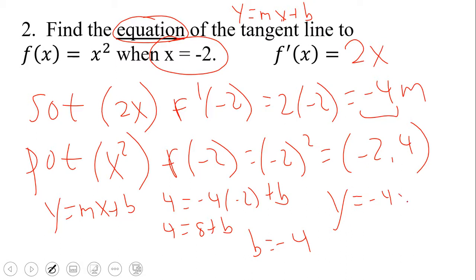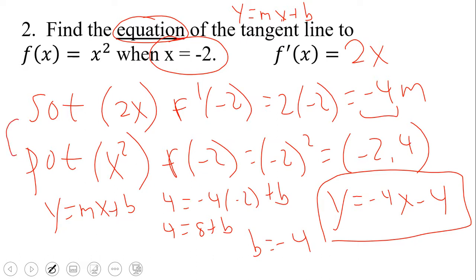mx plus b. Sorry, there were an awful lot of 2s and 4s in this problem, but hopefully you can see where they come from. So again, not a difficult process, but the most common mistake that people make is they forget where does the slope come from and where does the point of tangency come from. So that's why I like to refer to them as follows.